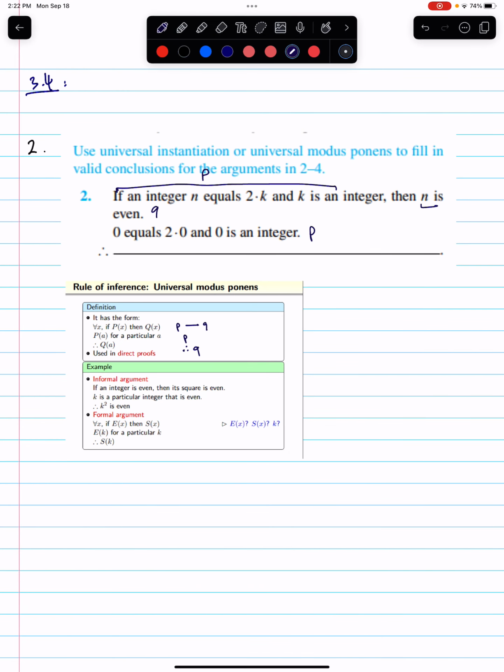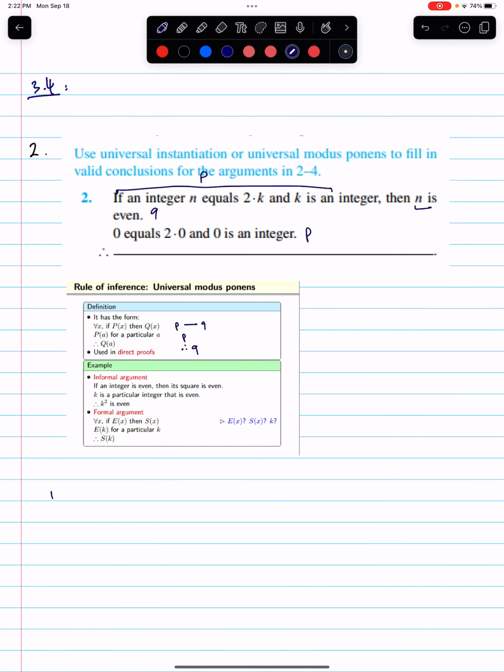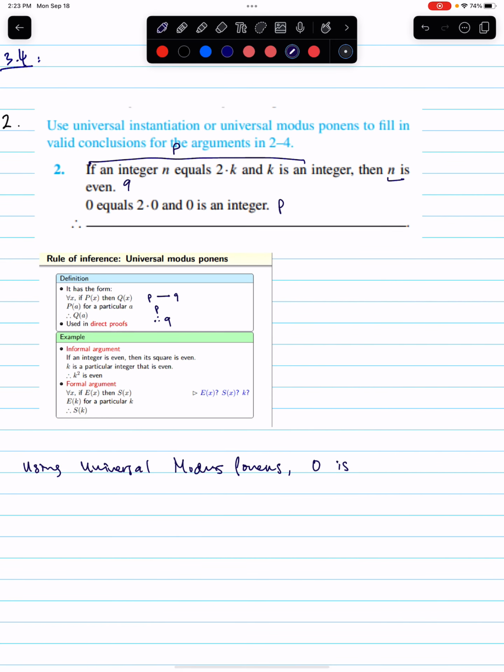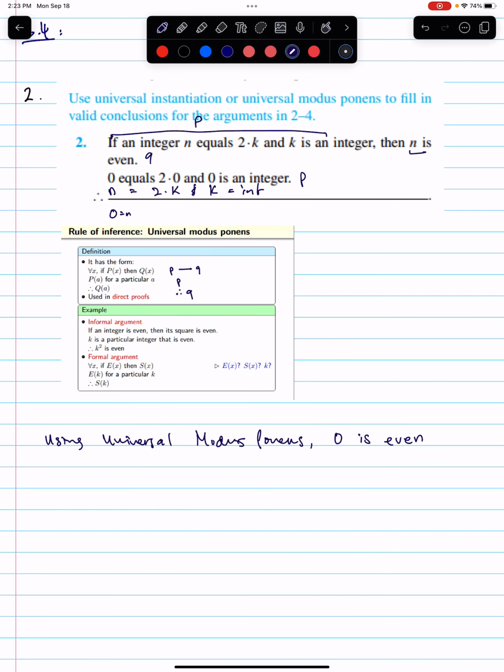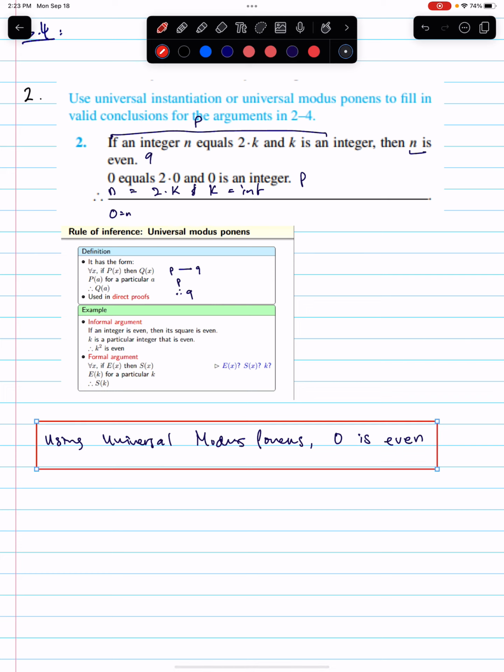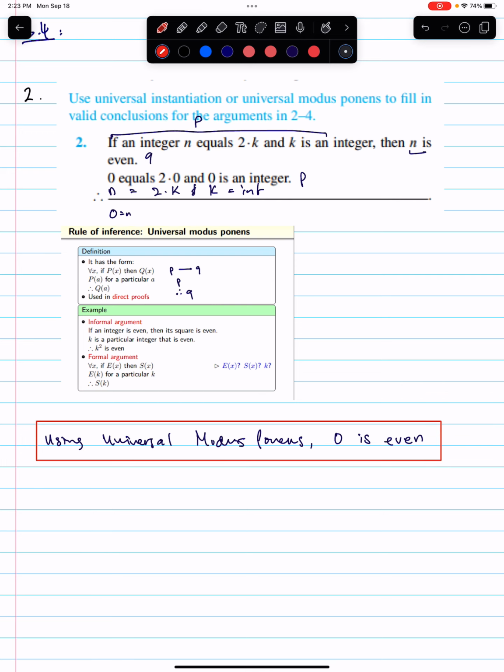So from there we can use universal modus ponens: 0 is even, right? Because we already said n equals 2k and k is an integer. So 0 equals n. Yeah, so 0 is even. That is the conclusion we can draw because they gave us P. Now we're just telling them Q. Q is the conclusion.